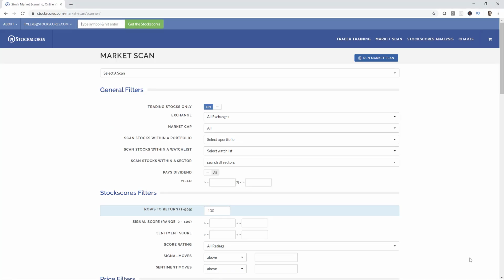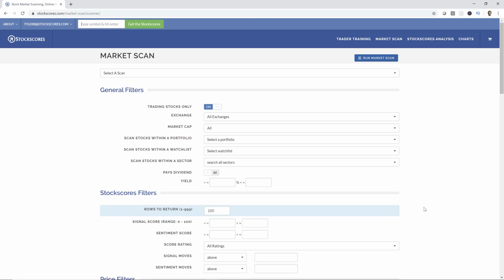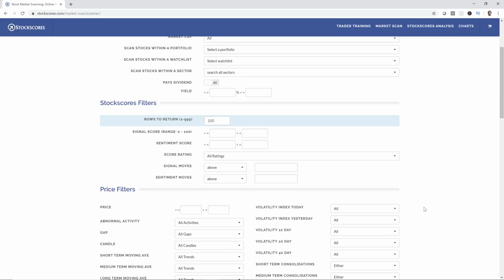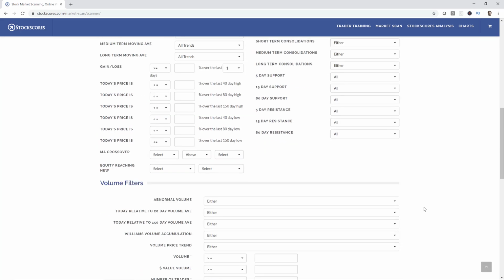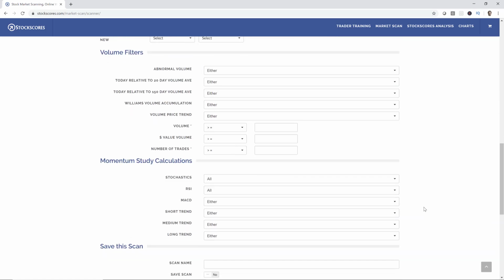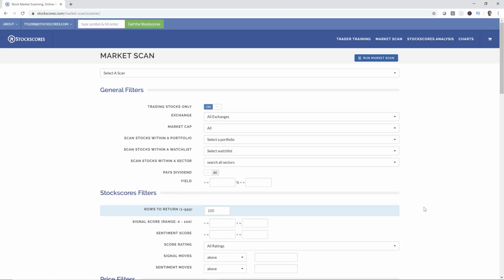We're going to jump over to the market scan here. This is on Stockscores, and this is what I use for my longer term trading opportunities. And it's just a page of filters that you can adjust and set. You can build your own scans using these filters, or you can run some of the presets. So at the end of this video, I'm going to run a market scan using one of the presets, and so we'll hold off on showing that until later.